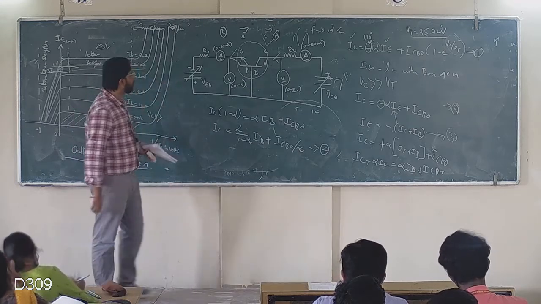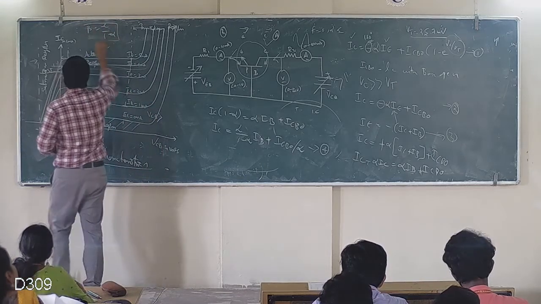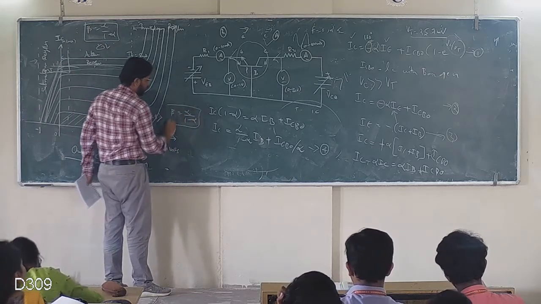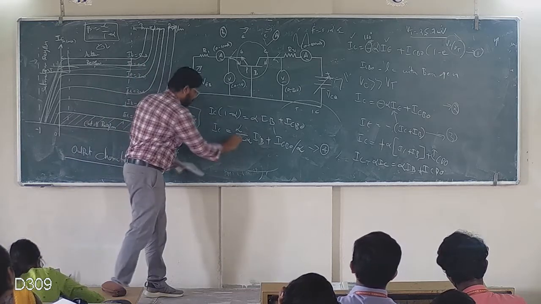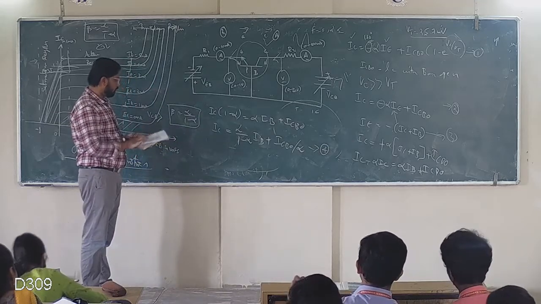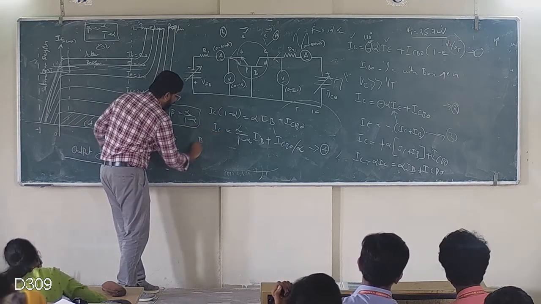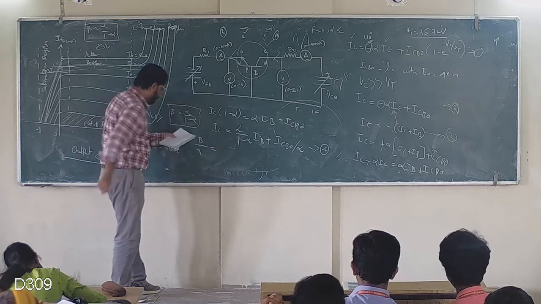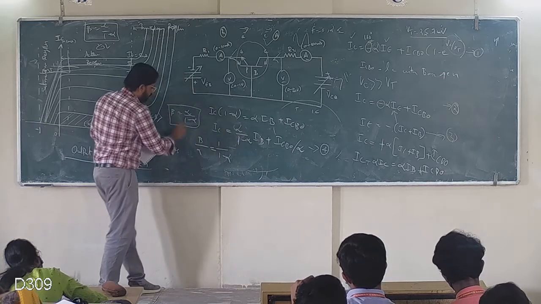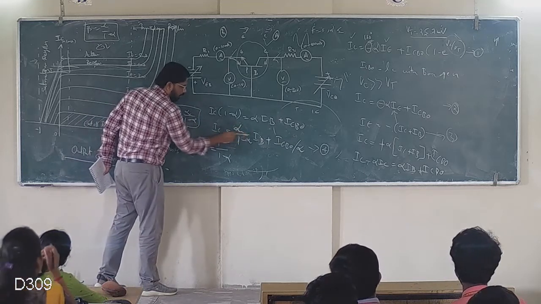What is beta? Last class, beta is equal to alpha divided by 1 minus alpha. Now just rearrange this. This could be rearranged as beta divided by alpha, that is equal to 1 minus alpha coming back. So beta equal to alpha divided by 1 minus alpha.